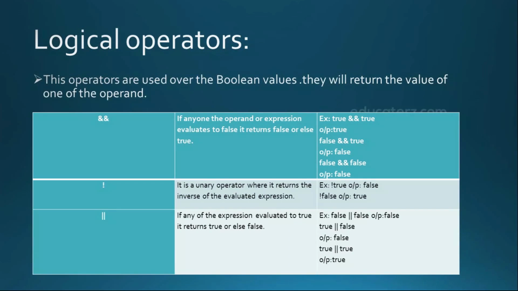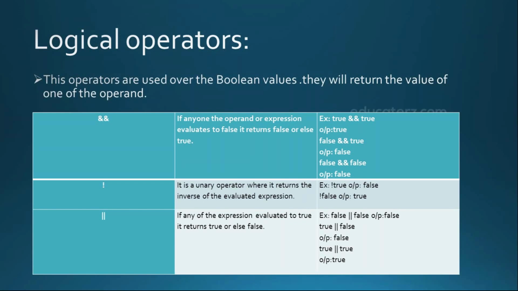Coming to the NOT operator. The NOT operator is used when you want to check the inverse of the given value. Let's say the value is false and I want to check the inverse of that. This means true. So in those cases you can use the NOT operator.